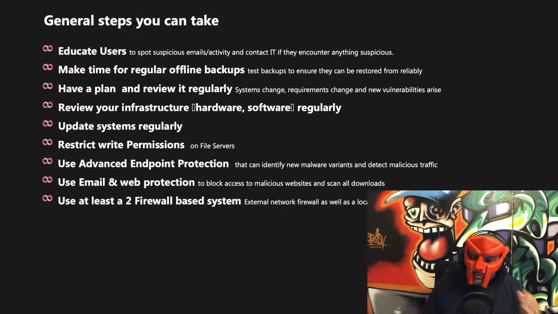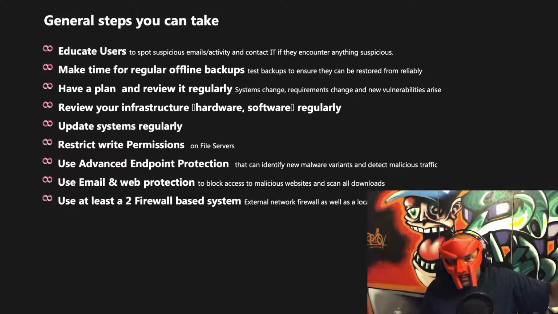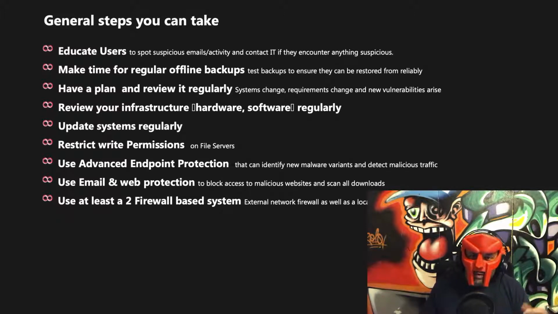You want to use at least a two firewall based system. That means an external firewall on your network as well as a local machine based firewall. Now, there are some ransomware, malware and hackers that disable the local firewall on the system, but if you have the network based firewall, you're still protecting your system. And it's not just from coming in, it's also from going out. All of these ransomwares are contacting an external command and control server. So if your firewall is set up to restrict outgoing connections, then they cannot communicate with their command and control server.